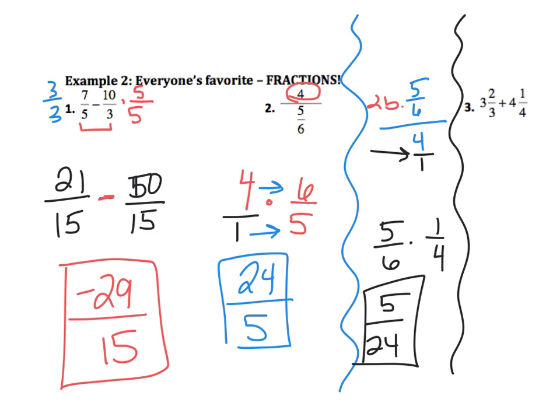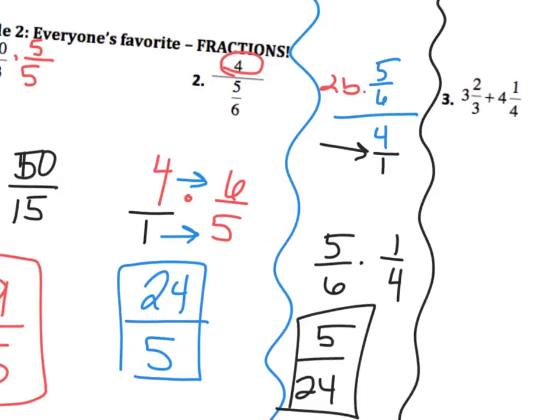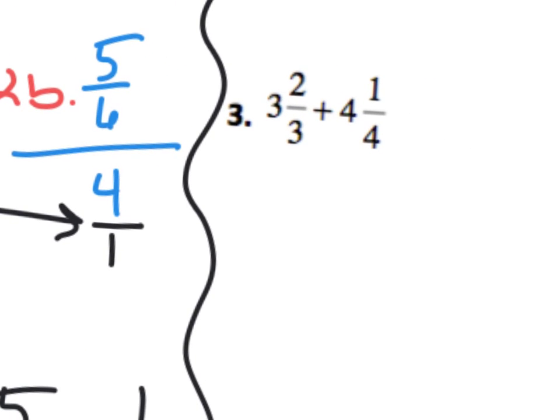And last but not least, when we have mixed numbers, remember with mixed numbers, you want to multiply the denominator and the whole number and then add the top number. So 9 plus 2 is 11 over 2. And then same thing with this one. 4 times 4 is 16, plus 1 is 17 over 4.